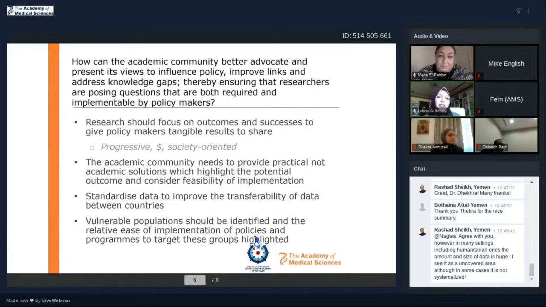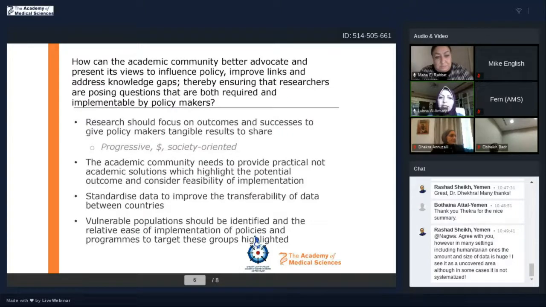Academia, how can it help? Research should focus on outcomes and successes that would give policymakers the tangible results that they can use. So the results should be progressive in the sense of having day-to-day or month-to-month results, so there are small successes in terms of delivering outcomes that people need. So it has to be society-oriented, and the outcomes have to have the dollar sign, in terms of savings, in terms of rationing resources, and so on. It will empower the policymakers to support this research.